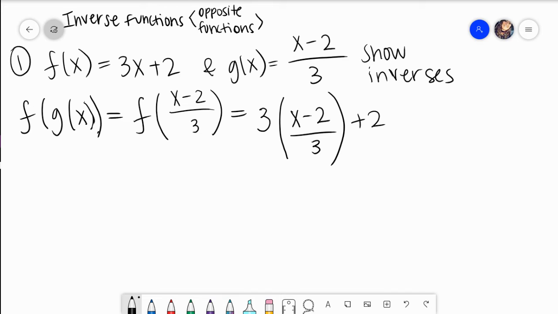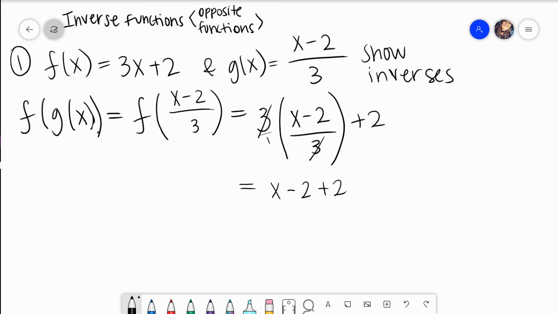Okay, so what we're going to do here is notice that this 3 can be written over 1, right? So technically it's in the numerator. And if you have something in the numerator and you have something in the denominator, you can cancel them. So these would cancel. And what I'm left with is just x minus 2 plus 2.